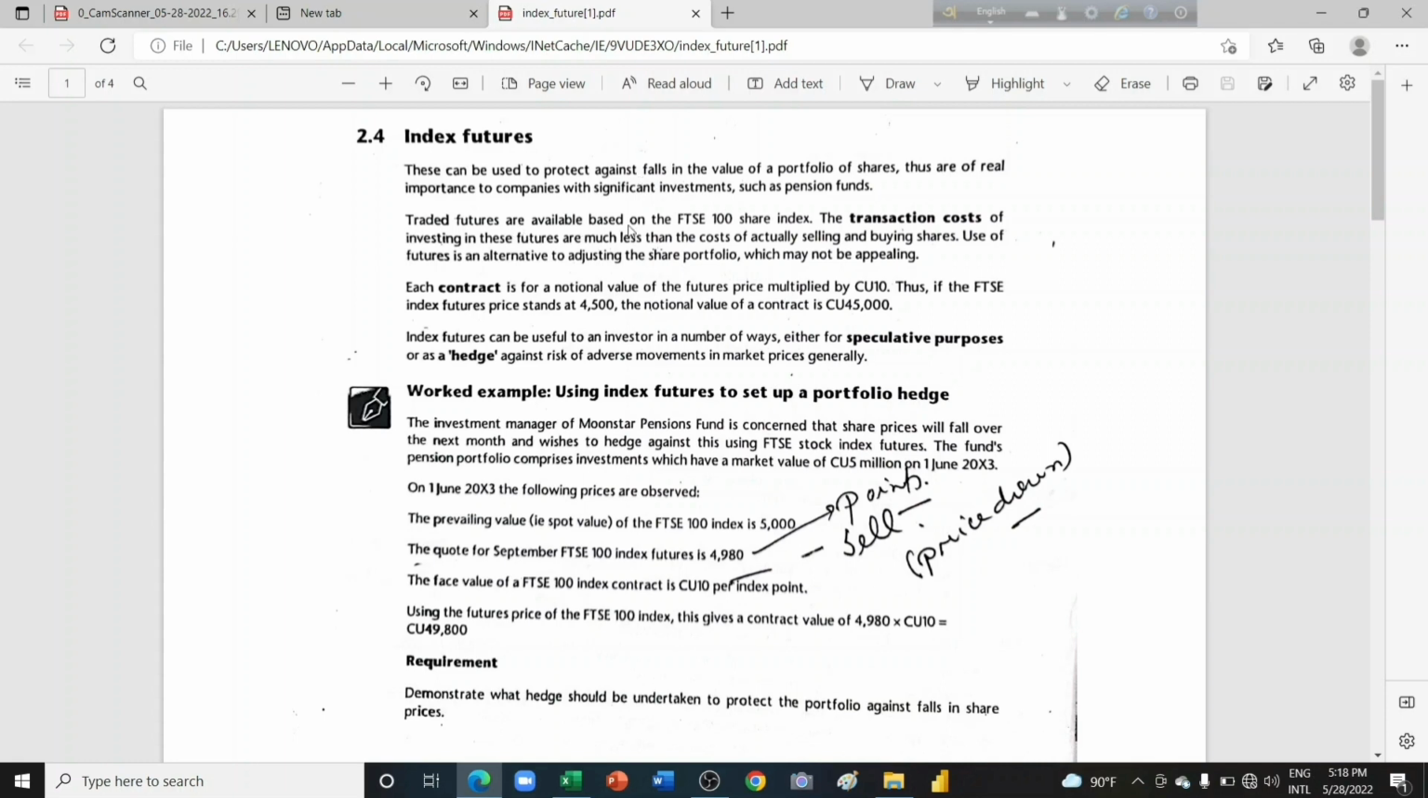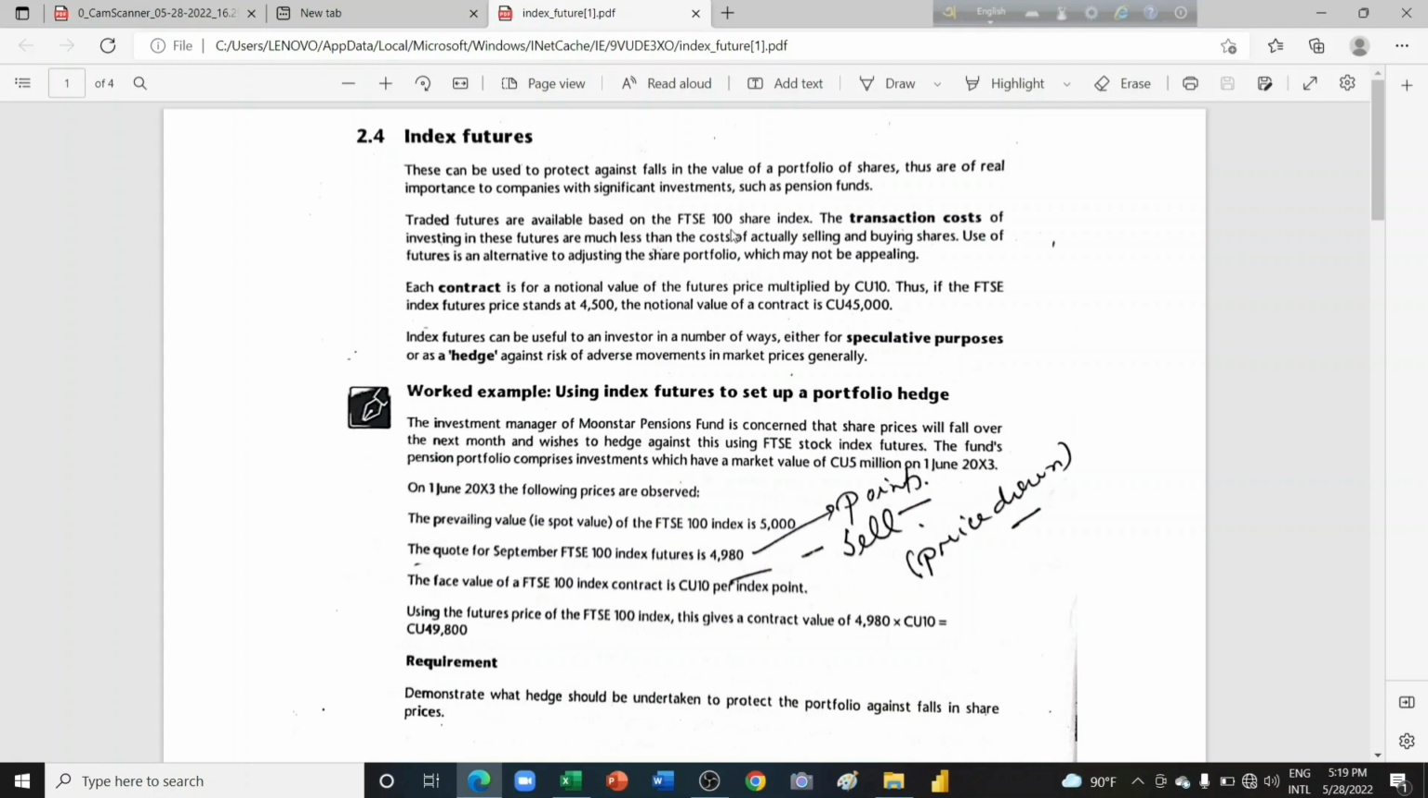Traded futures are available based on the FTSE 100 share index. The transaction costs of investing in these futures are much less than the cost of actually selling and buying shares. Use of futures is an alternative to adjusting the shares portfolio, which may not be appealing. So the basic thing is these index futures are available in terms of the FTSE 100 share index in most of the standardized and developed stock markets in the world.